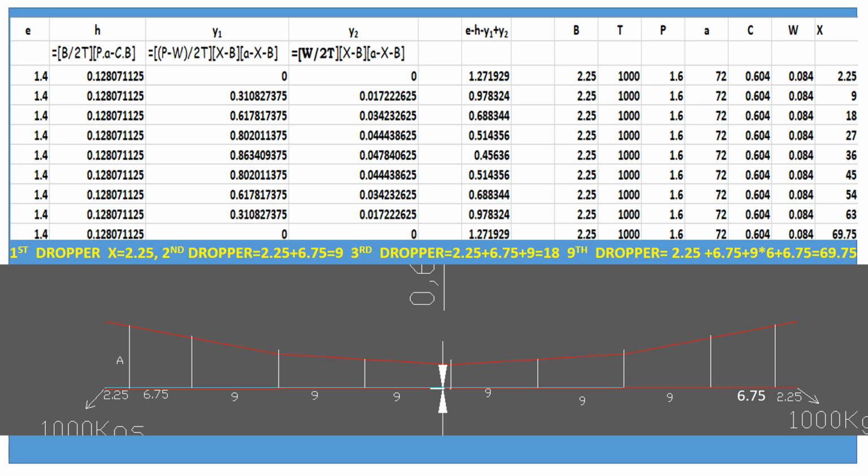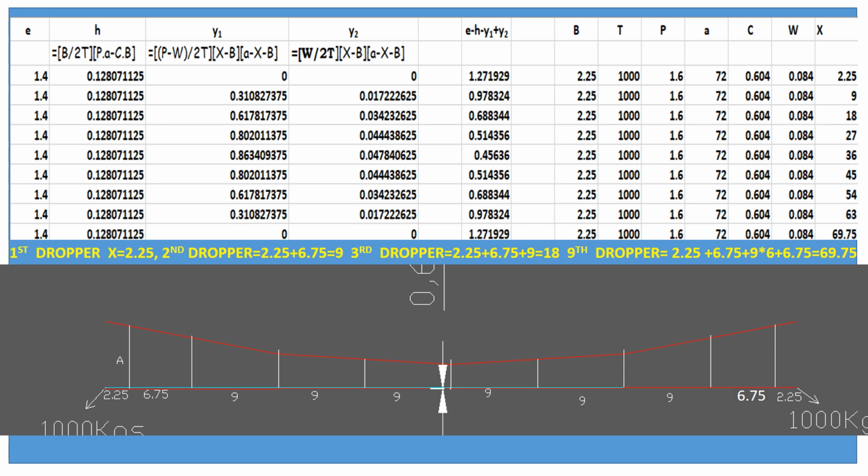It may be 2.25, it may be 9 meters, it may be 18 meters, it may be 27 meters. In this way, you put the value of X, the distance from one mast to the next dropper, that is X, minus B. B is fixed, 2.25. B is 2.25. So easily you can find out Y1 also.